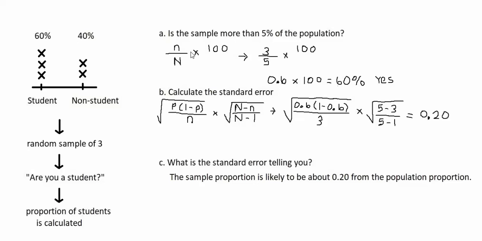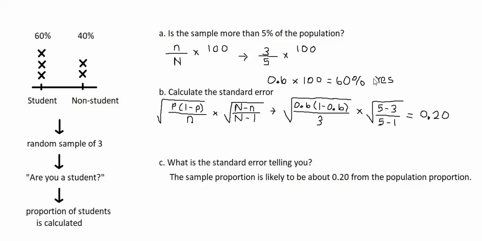So before we were using the standard error to make an educated guess of how close a sample mean would be to a population mean, but now we're using the standard error to make an educated guess of how close a sample proportion will be to a population proportion. So now let's go to part A. Once again, little n divided by capital N times 100. Once again, 60% is more than 5%, so yes, the sample is more than 5% of the population.